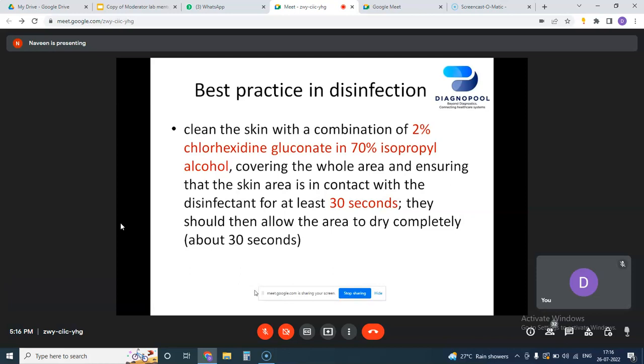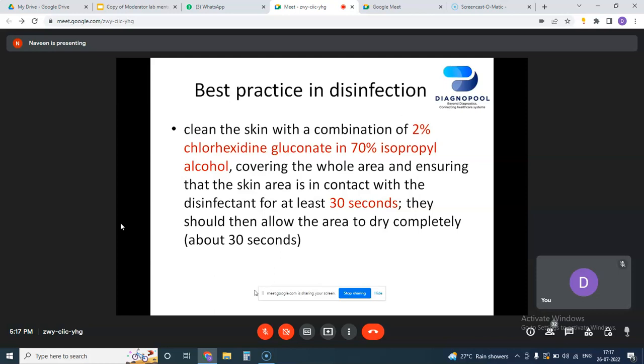So next, coming to best practice in disinfection. The disinfectant that we use to clean the surface of the skin where we introduce the needle should, as recommended by WHO, have 2% chlorhexidine gluconate in 70% isopropyl alcohol. And this disinfectant should be allowed to act on the skin for at least 30 seconds, and then it should be allowed to dry before the needle is introduced.